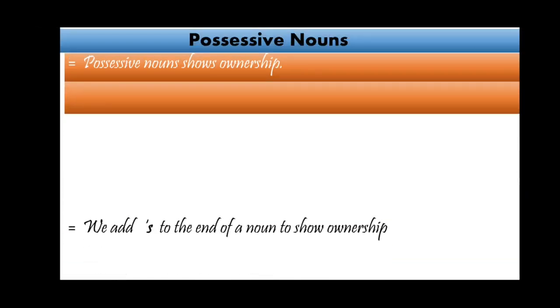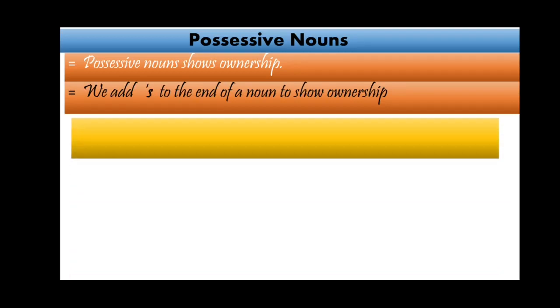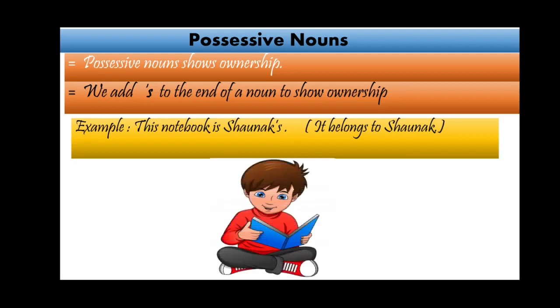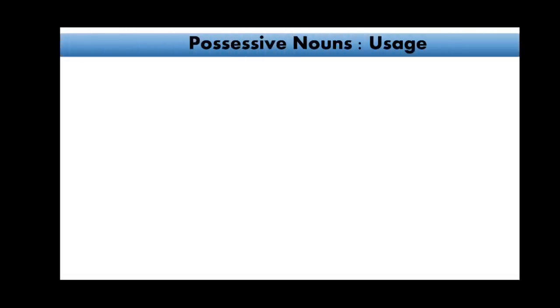Let's see the second point. We add apostrophe s to the end of the noun in order to show ownership. Let's see the example part. This notebook is Shaunik's. When we read this sentence, we get to know that the notebook belongs to Shaunik. Let's have a look at the next slide.